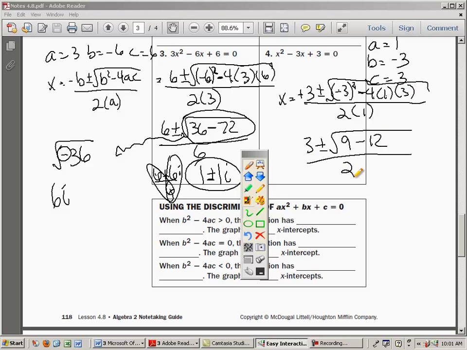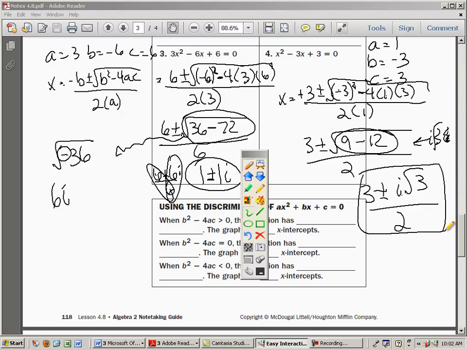all over 2. Now, this one actually is kind of nice that it doesn't simplify, because it makes our life pretty easy. This is 3 plus or minus, and again, 9 take away 12 is negative 3, and so we have negative 3 under the radical. That is simply the square root of 3 times i, or i times the square root of 3. Okay, so we bring the negative out to make it an i, and what's left over is radical 3, and this is all over 2. Now, I would be satisfied with that as an answer.